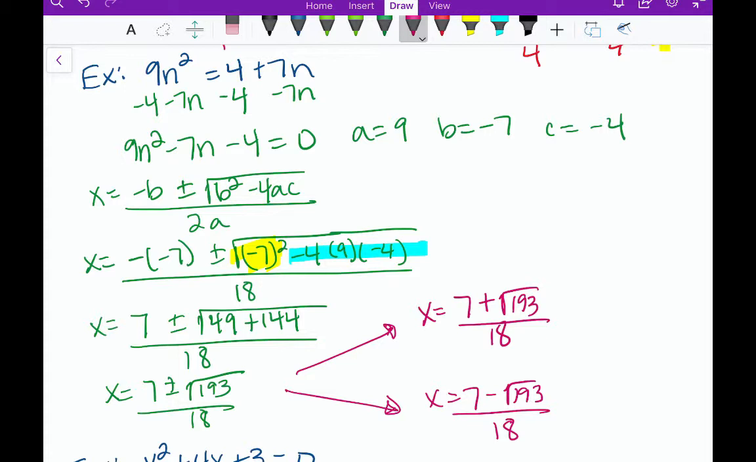And I could put that in the calculator and get an estimate so that I could know where it would be crossing on the x-axis. But if I just ask you for the solutions, that would be a sufficient answer. In fact, I would even accept this, because the square root of 193 is not a whole number. It's not a perfect square, and I don't think it can be simplified. So we would leave it just like that.